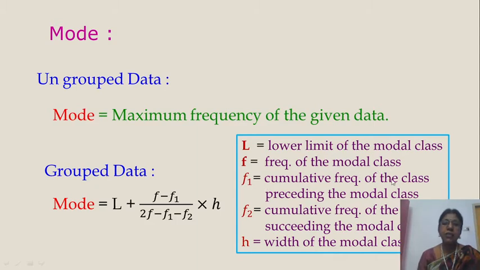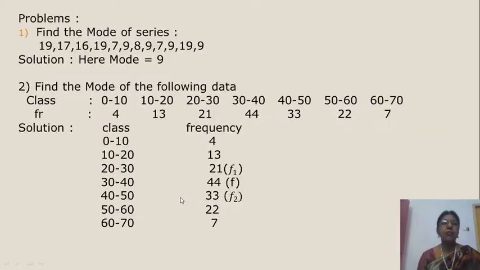f is the frequency of that modal class. f1 is the frequency of the class preceding the modal class. f2 is the frequency of the class succeeding the modal class. h is the width of the modal class.